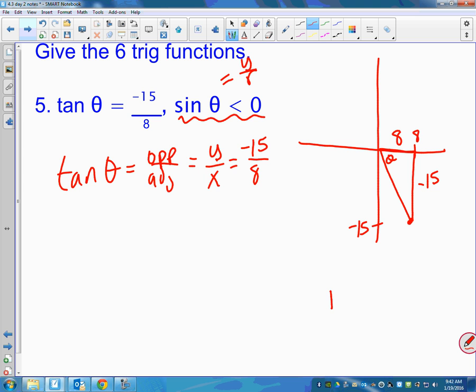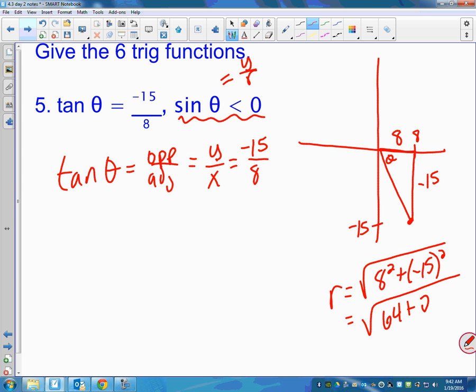So we know that r equals the square root of 8 squared plus negative 15 squared. That equals the square root of 289, which I think is a perfect square. 17.